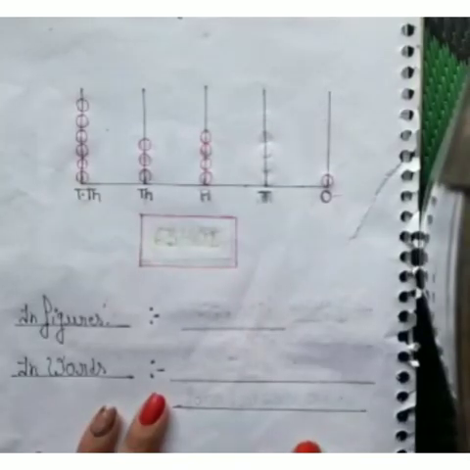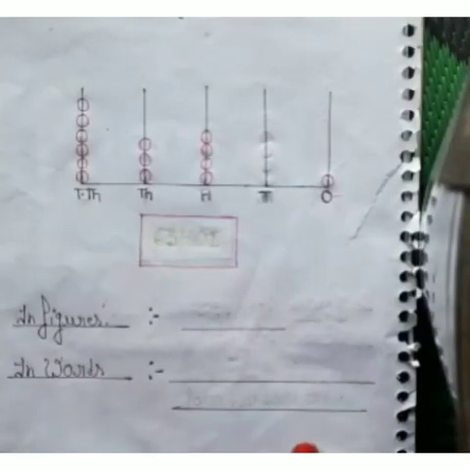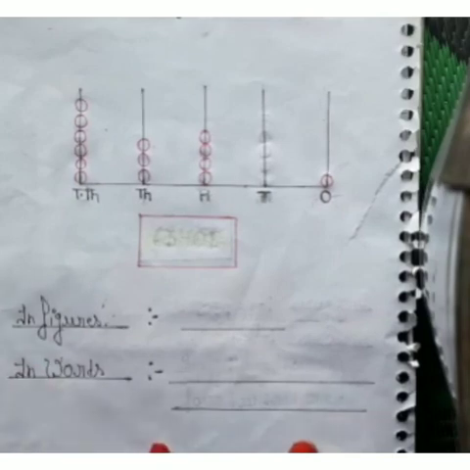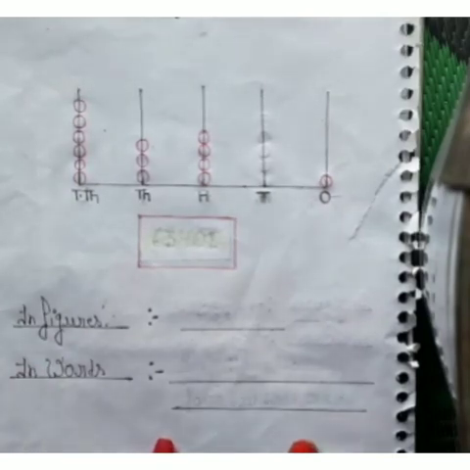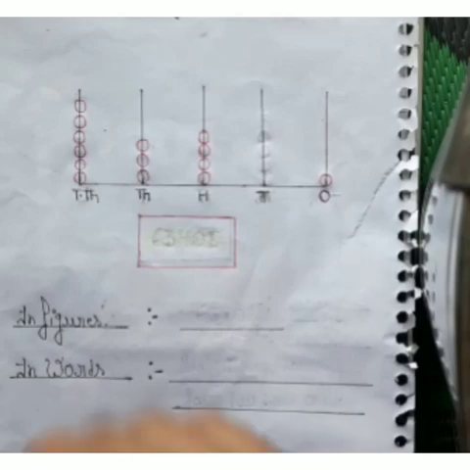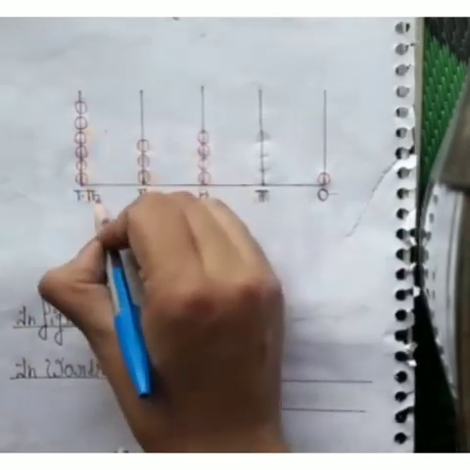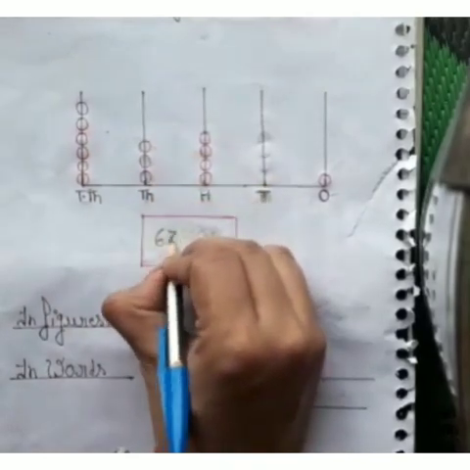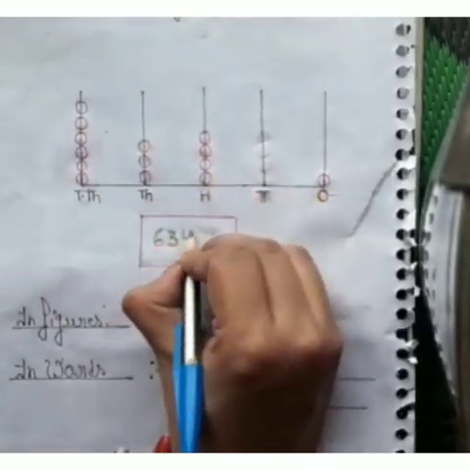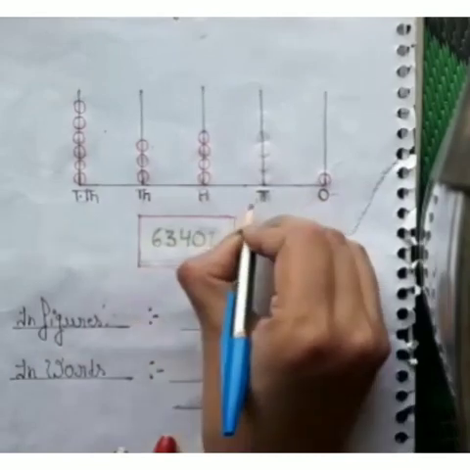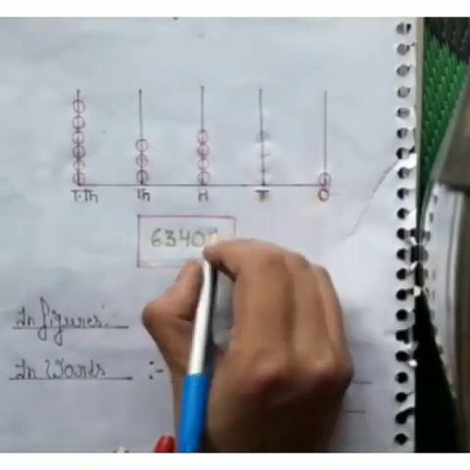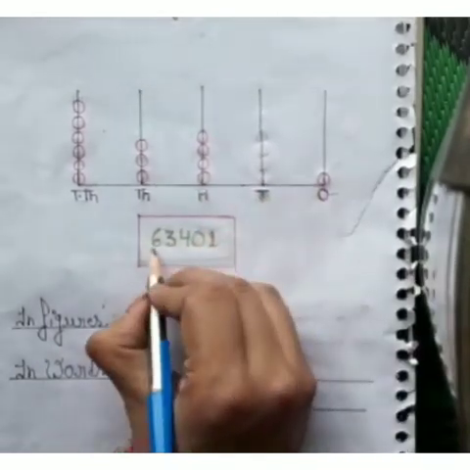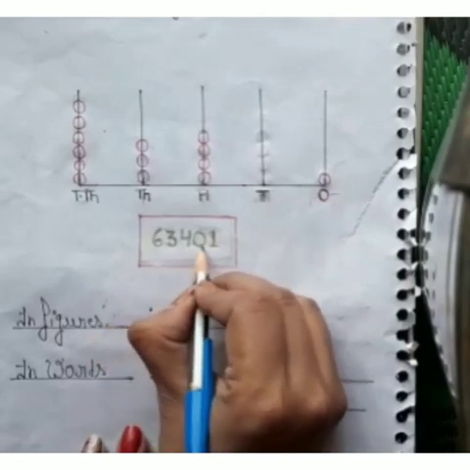Now let us write the number represented on the spike abacus. It has 6 beads in 10,000s spike, 3 beads in thousands spike, 4 beads in hundreds spike, no beads in tens spike and 1 bead in ones spike. So the number is 63401.